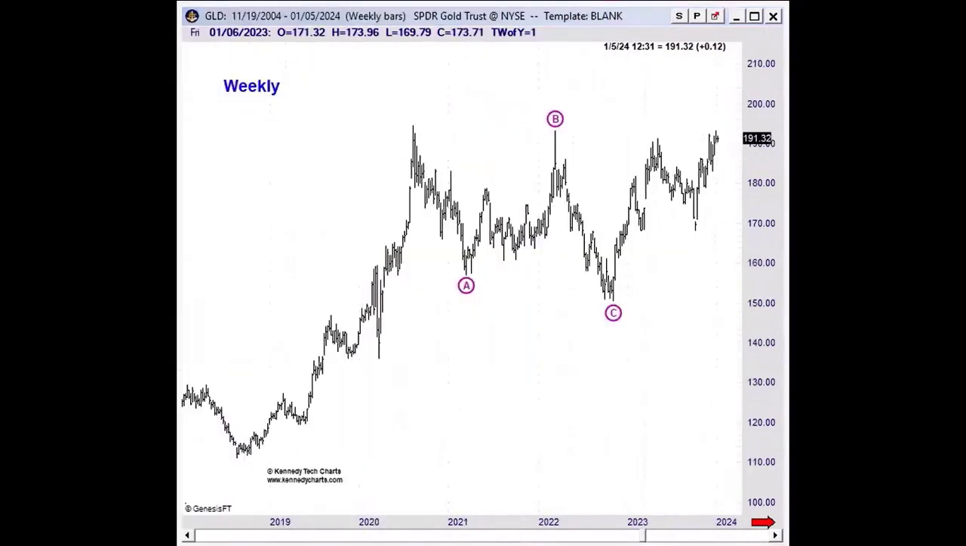Here's a flat correction on the weekly price chart of GLD. This is the ETF that tracks the gold market. Going back to the high that occurred in 2020, you have an initial 3-wave move down for wave A, a 3-wave move up in wave B, and then a 5-wave decline in wave C.